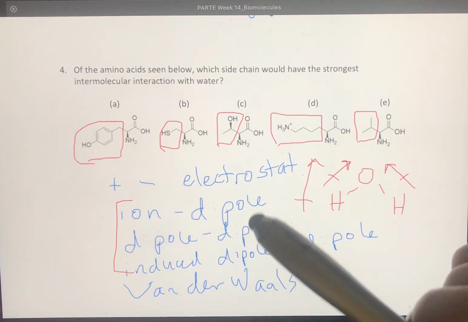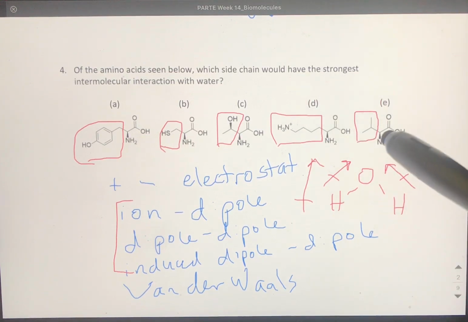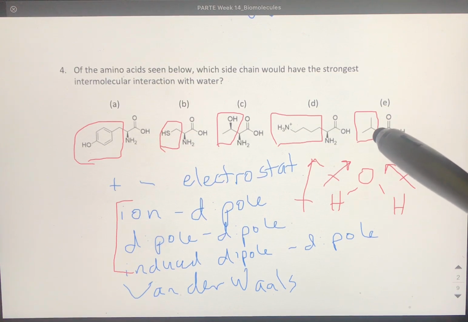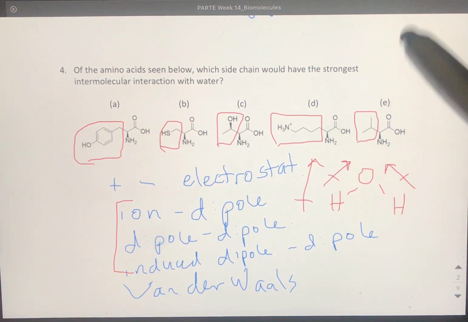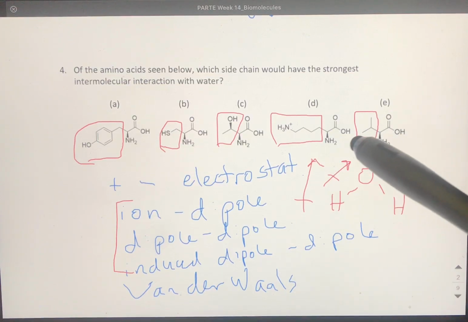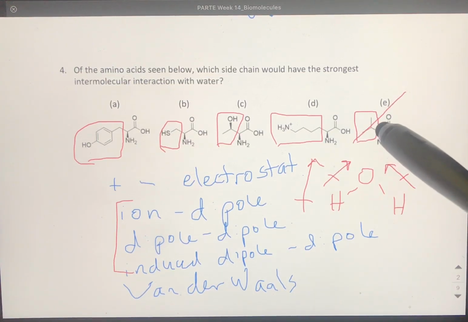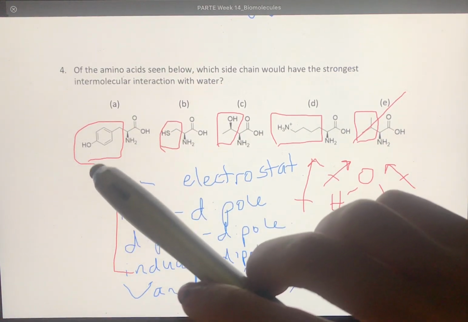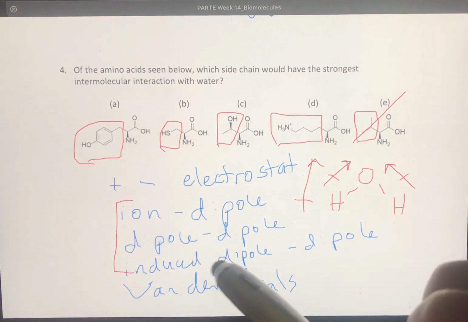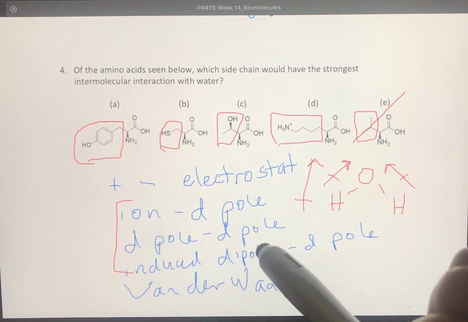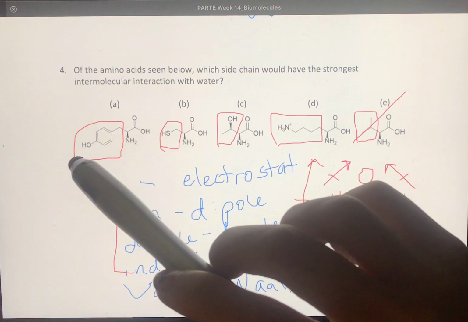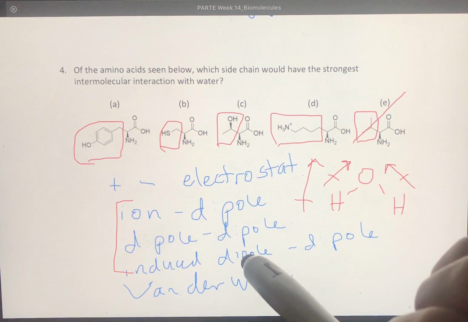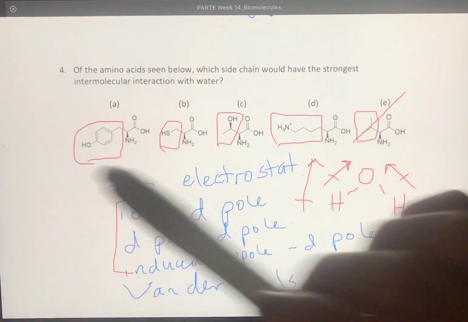So if we look at these, choice E doesn't have any polar bonds on it because it's just carbons and hydrogens. So this one would be induced dipole, dipole, so that one's pretty weak. So this one is not going to be true. And then let's look at A next. So A would have dipole-dipole interactions, because with this hydroxyl group, you do have a dipole.